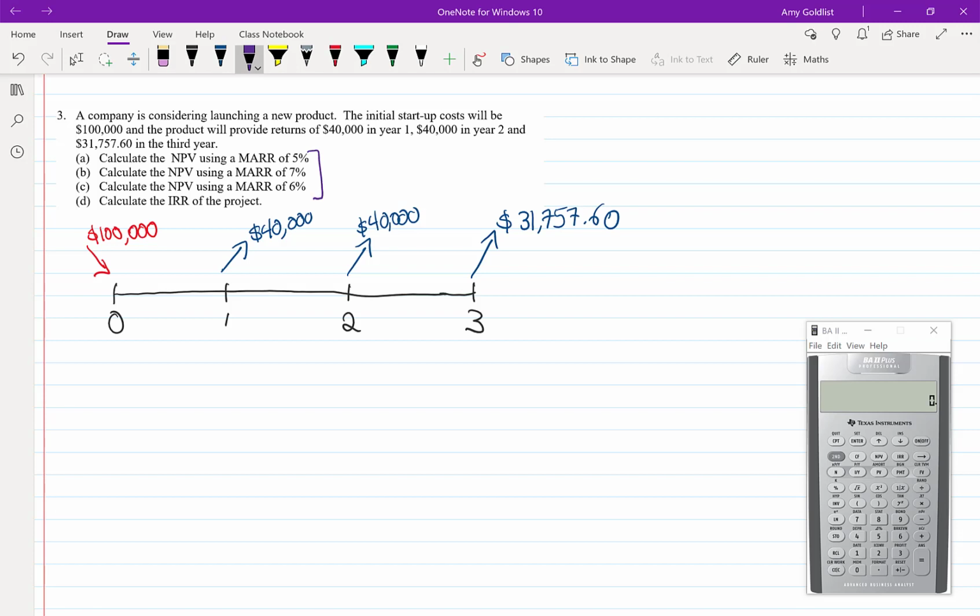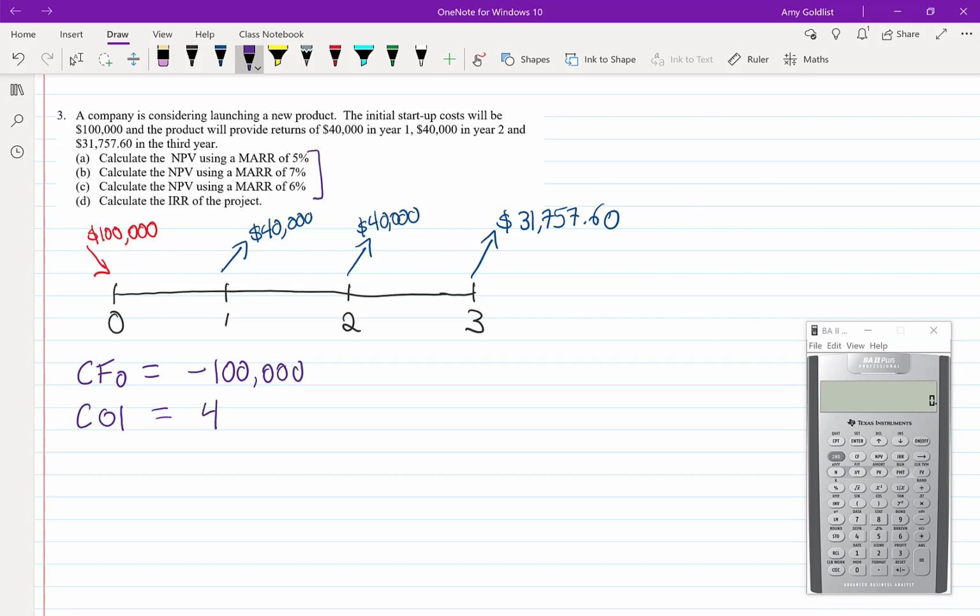Okay, looking at this, you can see 40 plus 40 plus 31. That's going to be bigger than $100,000. So we have a payback of somewhere between 2 and 3 years, and we do end up with a positive profit. Our cash flows are going to start with negative $100,000.